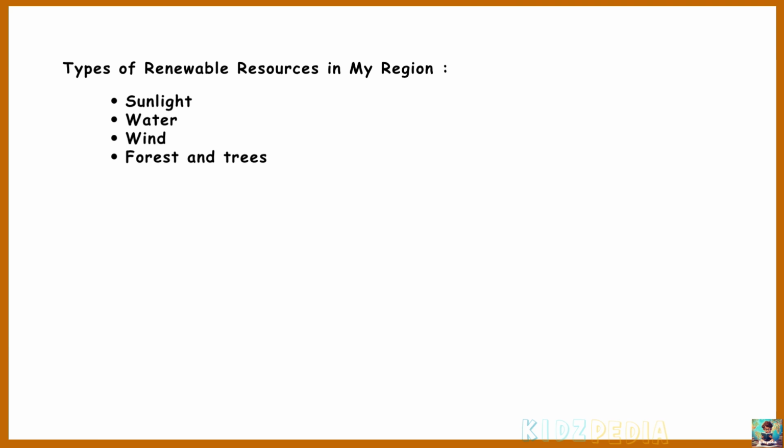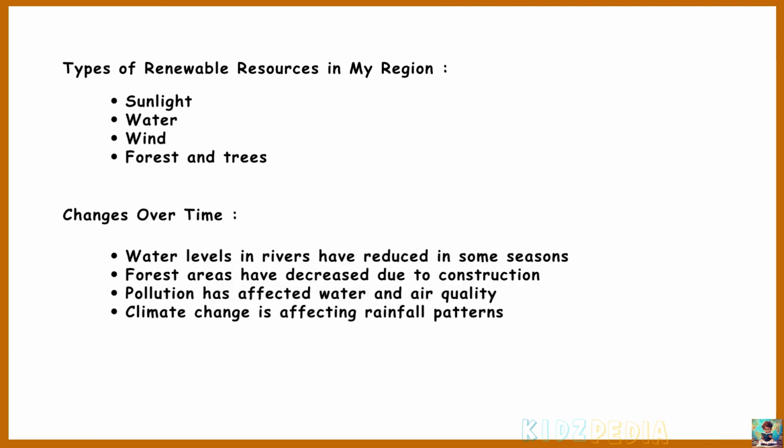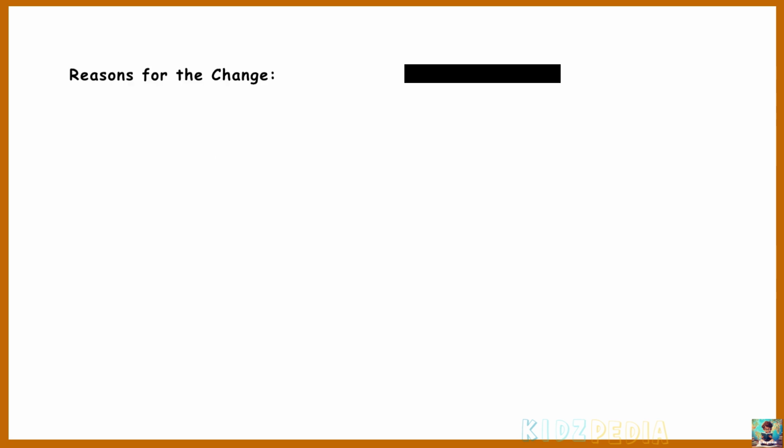So now you need to look at your area and identify renewable resources there. Study how they have changed over time. Find resources in your area that can be renewed like sunlight, water, trees, etc. and study their condition over time. Like, were they more in the past or are they reducing or changing now? Find reasons for that change.